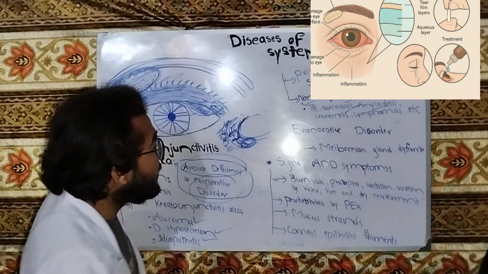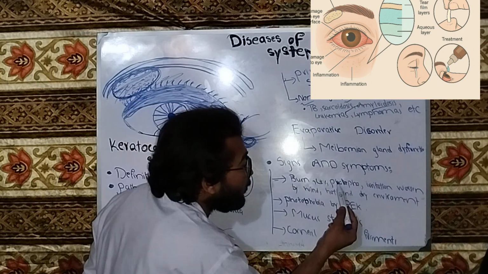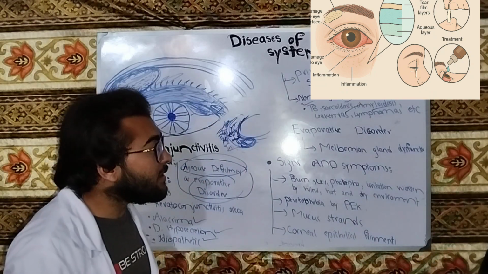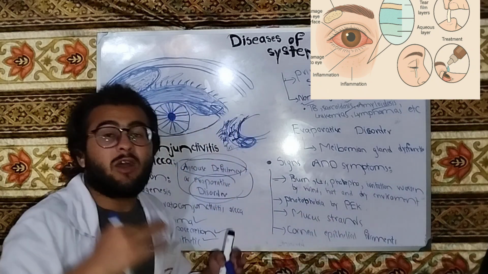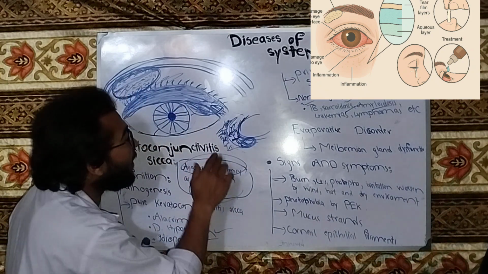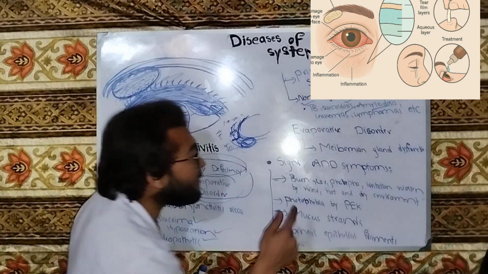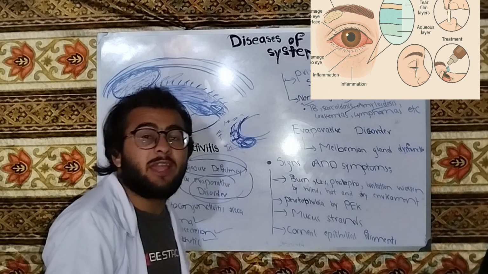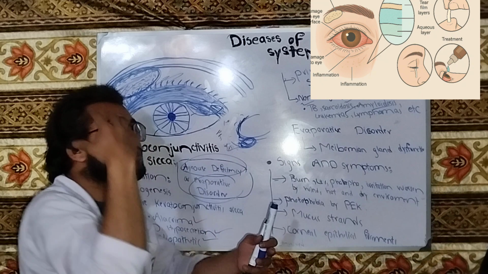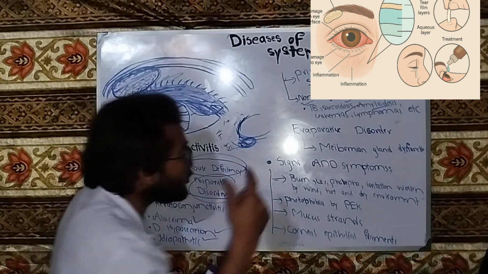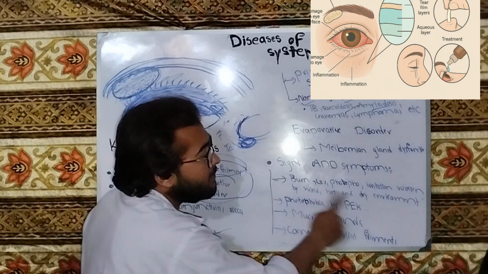So what are the signs and symptoms? There will be a burning sensation, photophobia, and irritation. These conditions are worsened by a windy, hot and dry environment. Because the tear film is already unstable, when someone goes into a windy, hot and dry environment, it will further increase the evaporation of tears and dry the conjunctival and corneal surfaces. So the burning, photophobia, and irritation will be further increased by these factors.